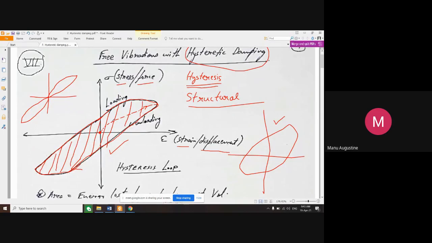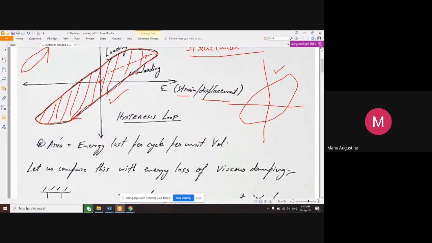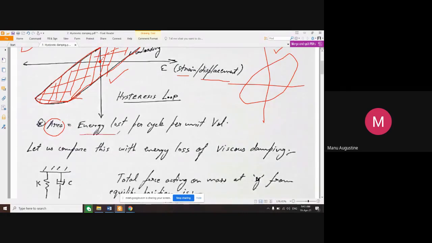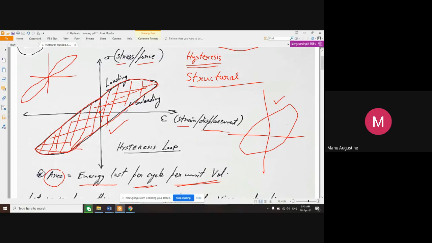So the significance of the hysteresis loop is that the area inside the hysteresis loop represents energy lost per cycle per unit volume. Okay, this has to be remembered as it is. This is energy lost per cycle per unit volume, the area of the hysteresis loop.